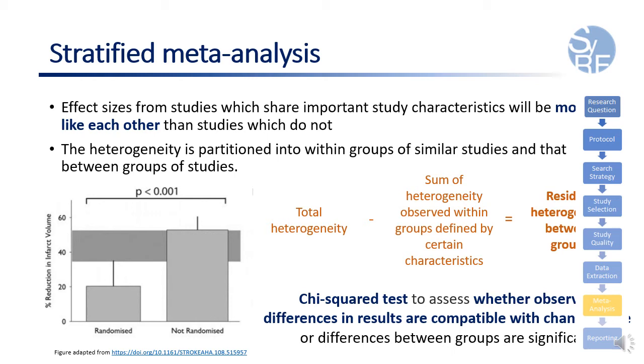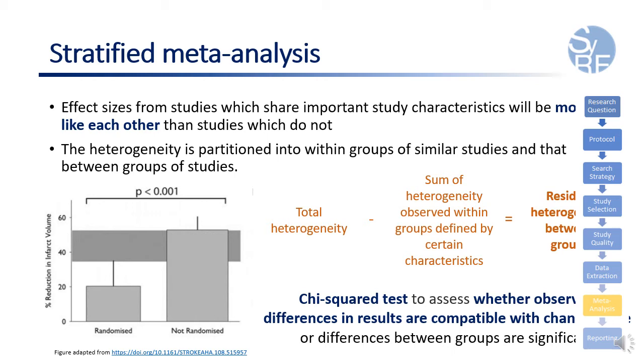First one being stratified meta-analysis with partitioning of heterogeneity. Here we assume that if certain study characteristics are important, then effect sizes from studies which share these characteristics will be more similar to each other than they will be to studies which do not share these characteristics. The heterogeneity is partitioned into that within groups of similar studies and that between groups of studies.